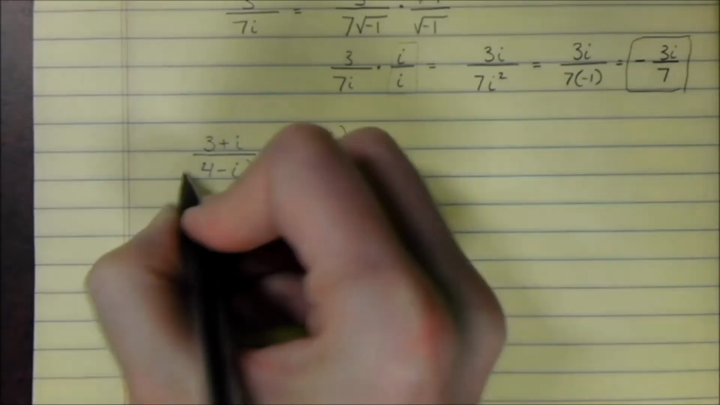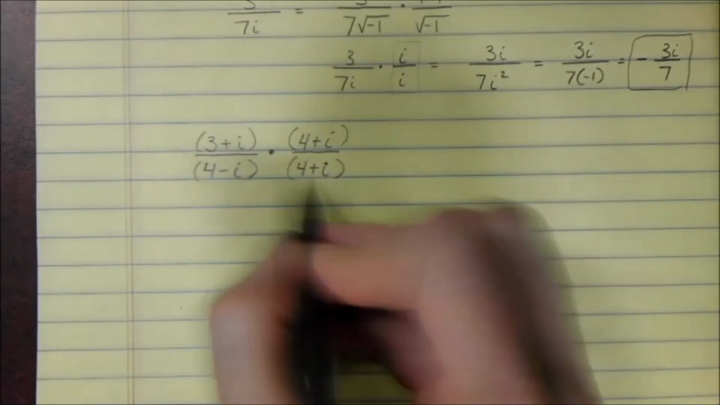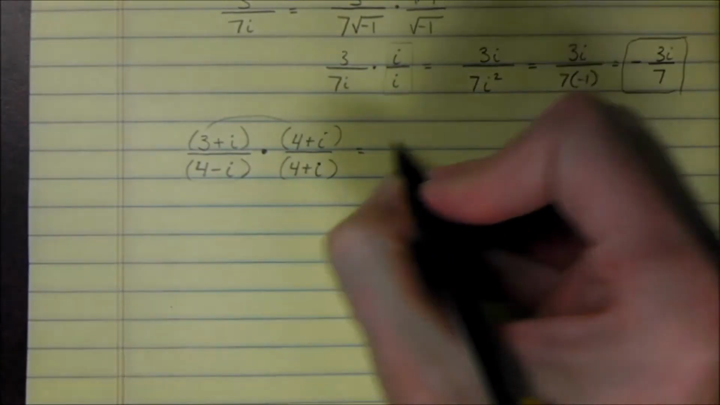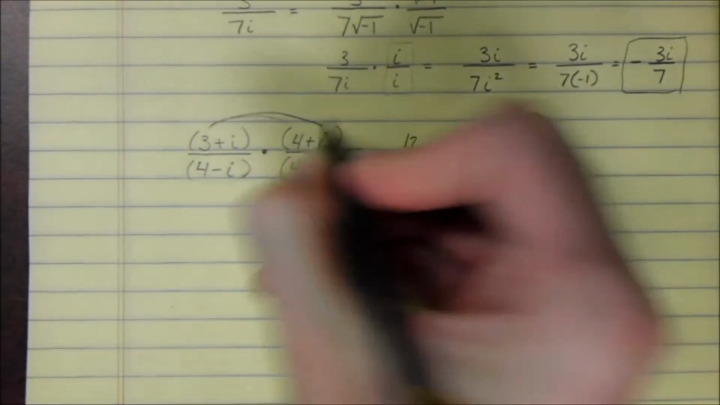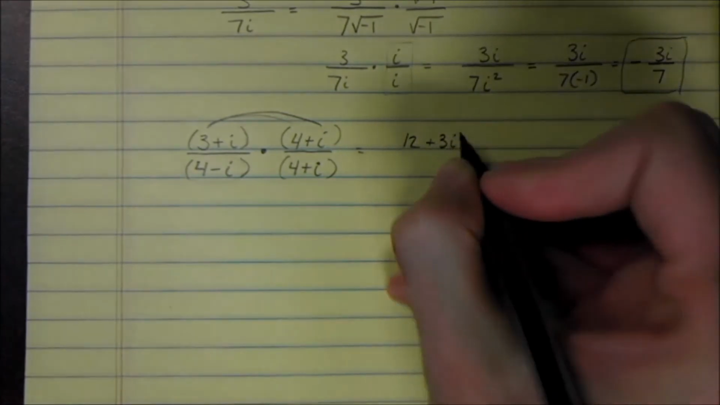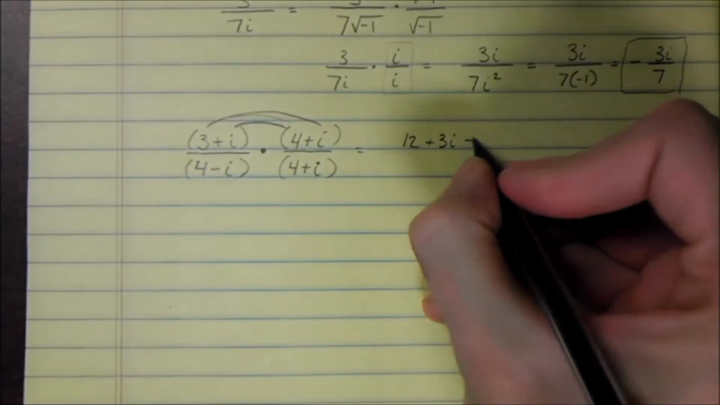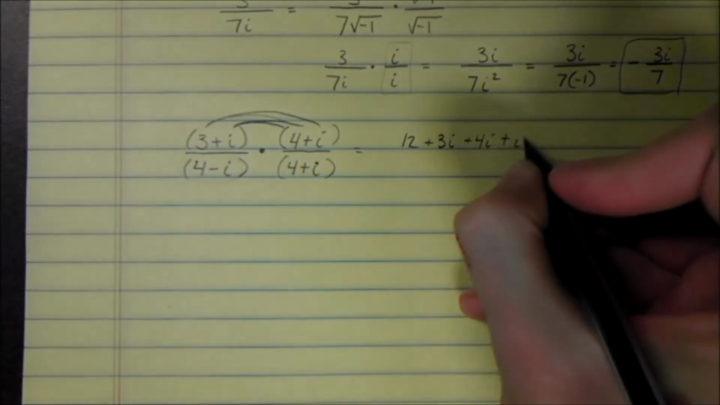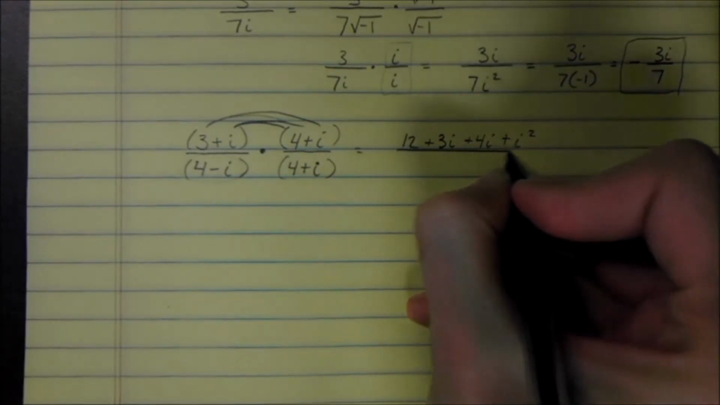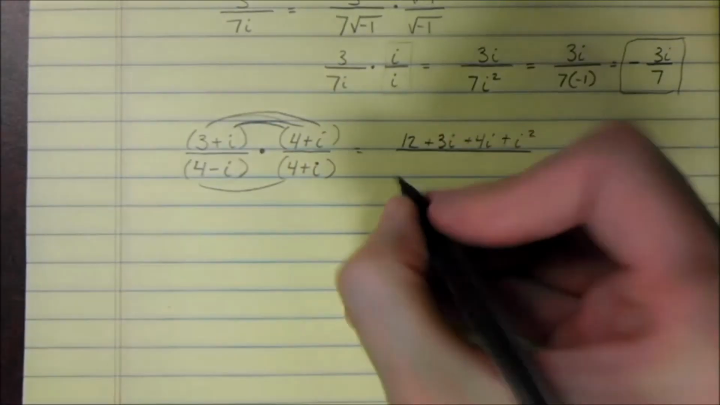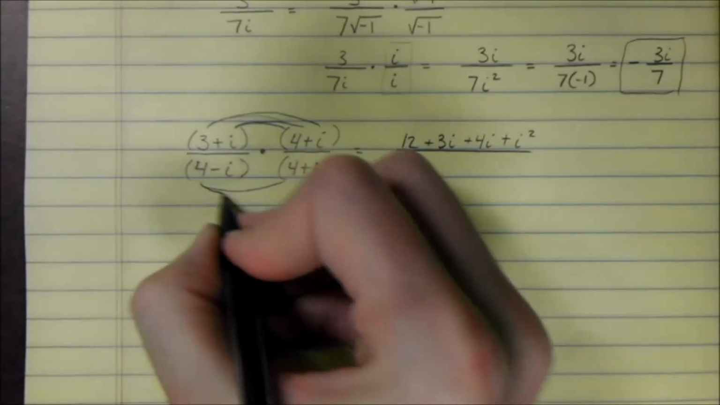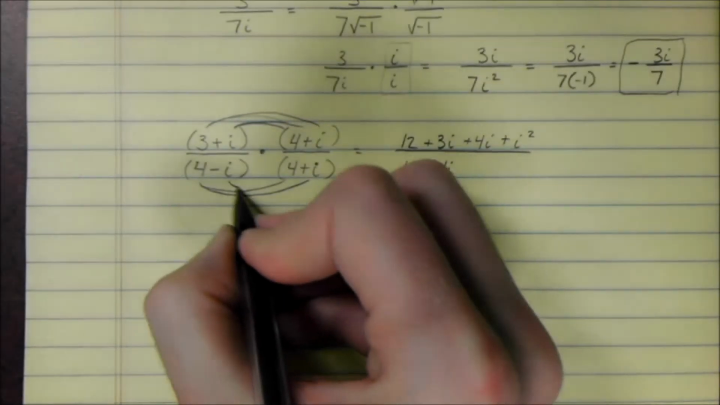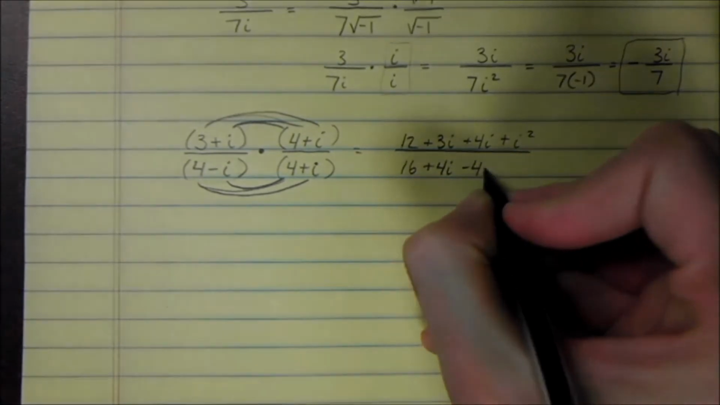But when we multiply by the conjugate, something special happens on the bottom, and it gets rid of all of those i's. So on top, we'll distribute. 3 times 4 would be 12. 3 times i would be 3i. i and 4 make 4i. And i and i make i squared. On the bottom, again, you'll distribute. 4 times 4 is 16. 4 times i is 4i. Negative i and 4 is negative 4i.